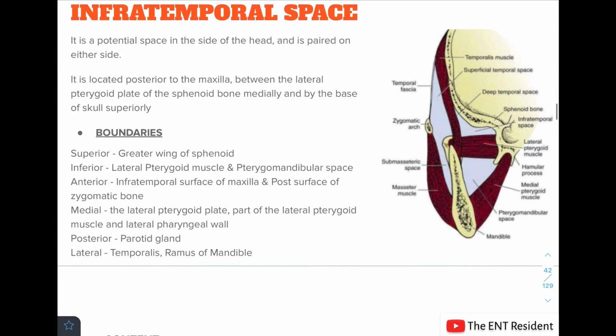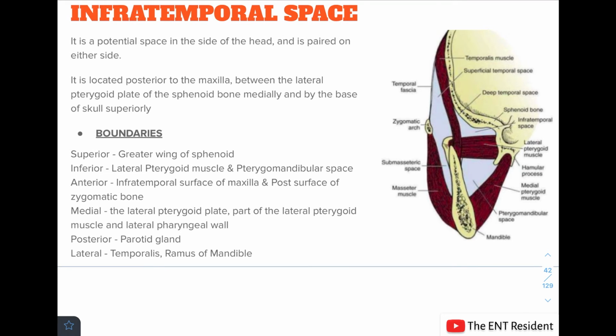Next, we come to the infratemporal space. As I said, infratemporal space is basically the inferior extension of the deep temporal space. This here is the infratemporal space. It is located posterior to the maxilla, between the lateral pterygoid plate of the sphenoid bone medially and by the base of the skull superiorly.